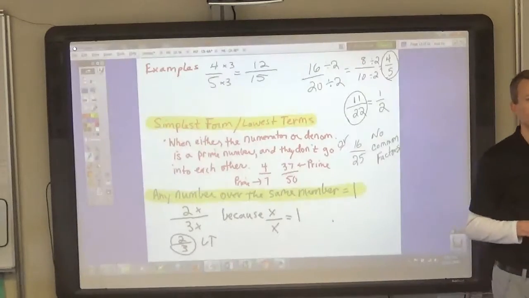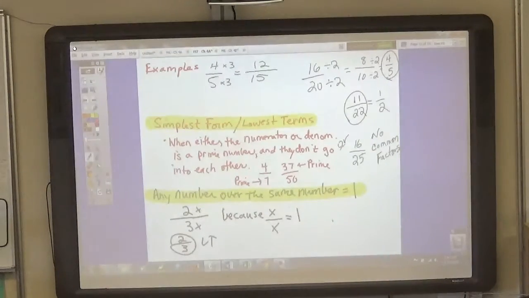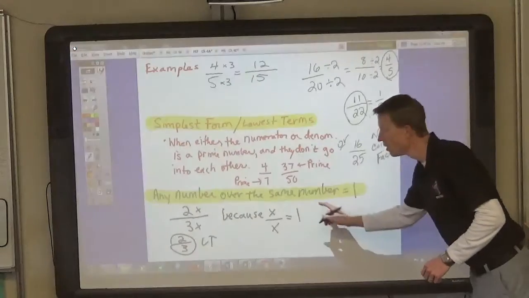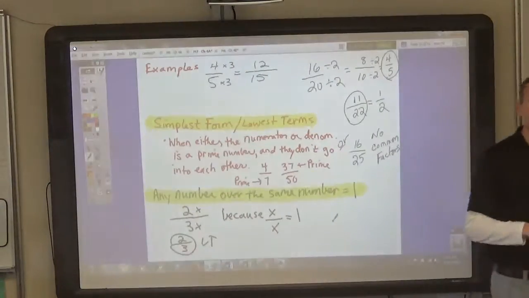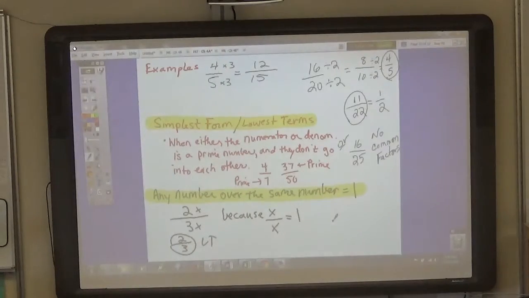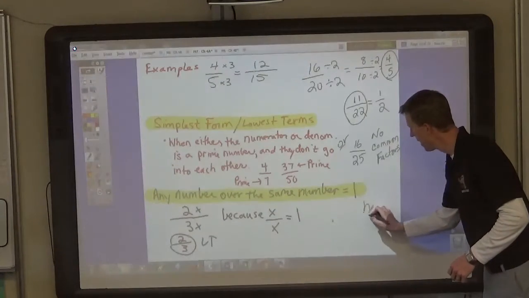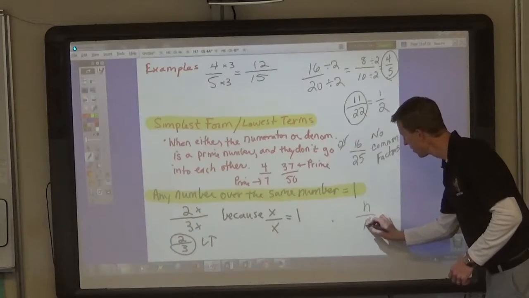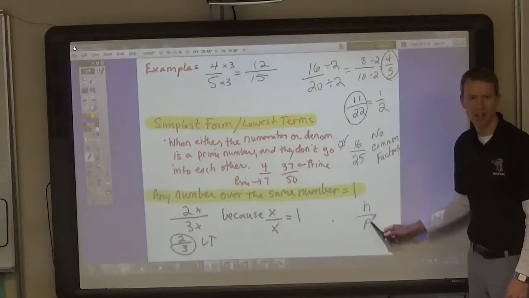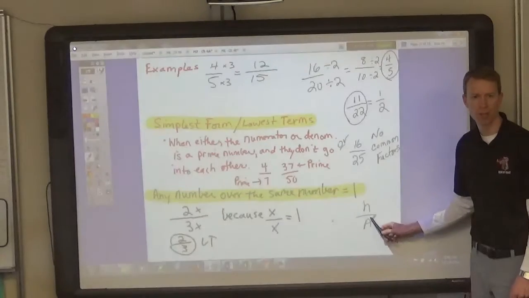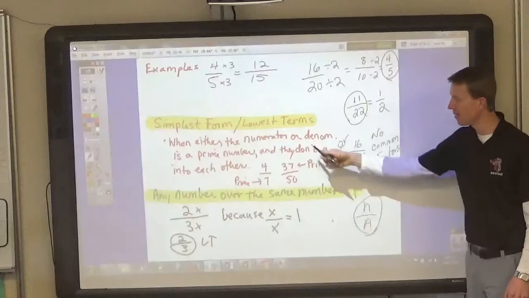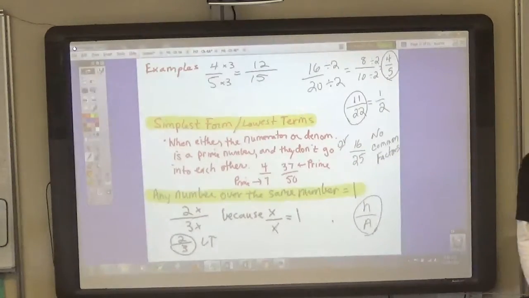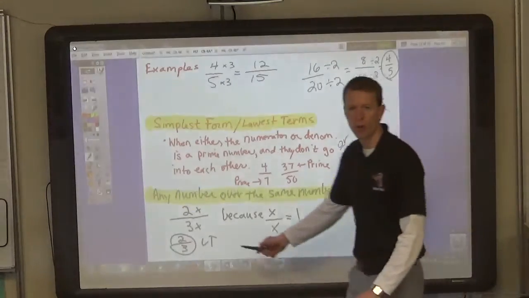Well, if they're two different variables, it's kind of like having two numbers that are not the same, like 2/3. Only if they're the same variable can you cross them out. So if you have h over a, you can't cross that out, because it's like having two different numbers. How would you solve it? You can't. That's simplified. That's simplest form then. Just like 2/3 is simplest form.